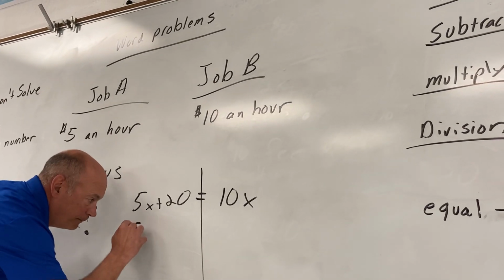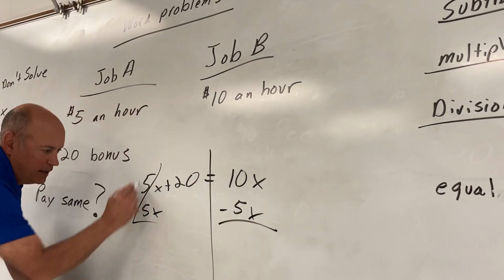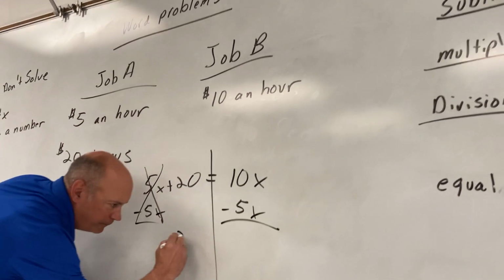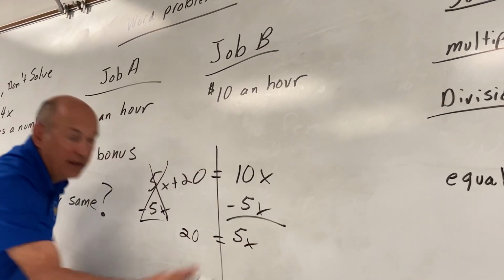Subtract it, yep. So let's subtract 5x, subtract 5x. Let's see what we got. That's 0, bring down the 20. And what's 10x minus 5x? 5x. All right, we're almost done.